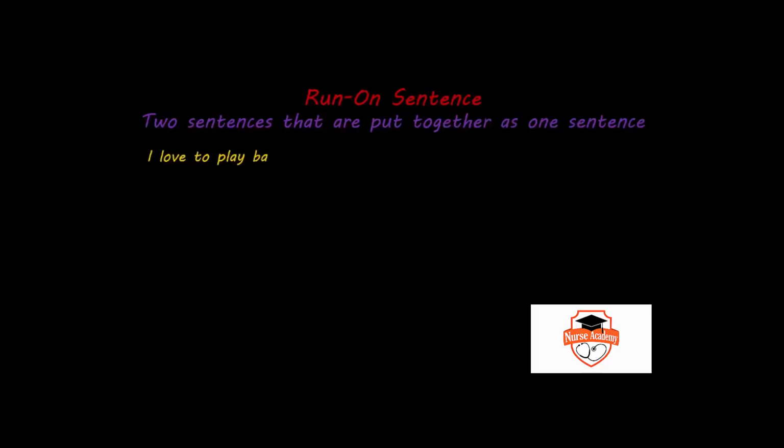A run-on sentence is something you do not want to do, and a run-on sentence is two sentences that are combined into one sentence. An example of this would be, "I love to play basketball I would play basketball every day if I could." This is an example of a run-on sentence.